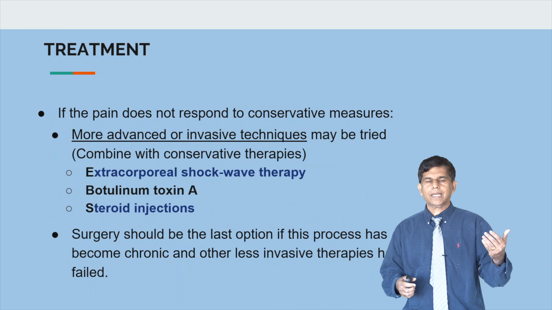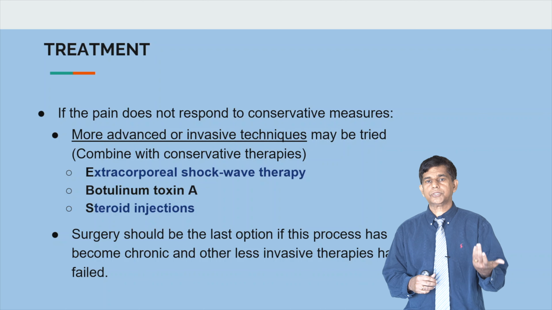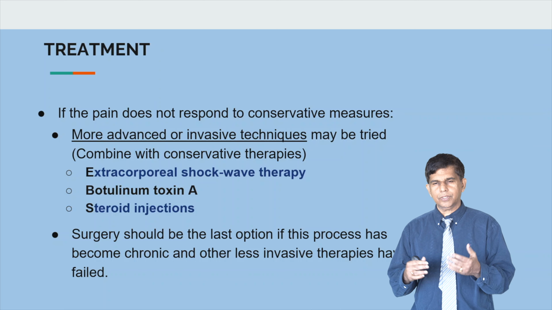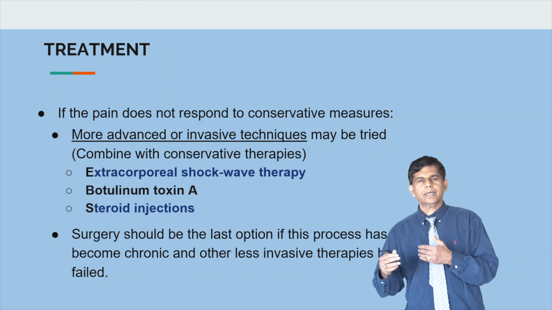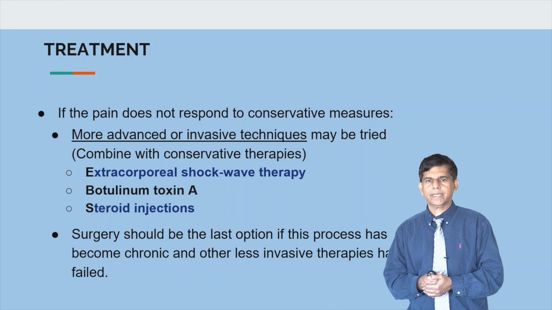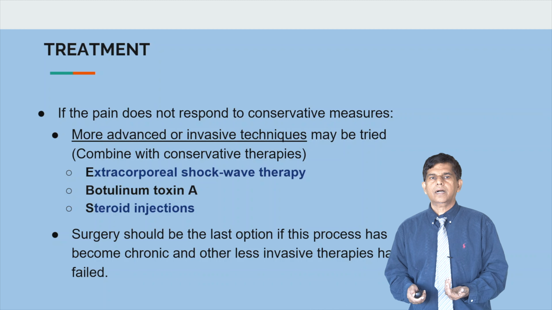So if all of these conservative measures didn't work, then you have to go to more advanced treatments. One is called extracorporeal shockwave therapy. Then you have botulinum toxin and steroid injection. Steroid injection, again, you may get benefit for like 3 to 6 months. You may have to repeat the injection again. Okay. Surgery, always remember, is the last option in plantar fasciitis.